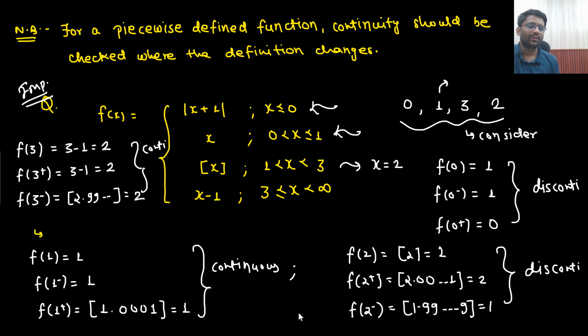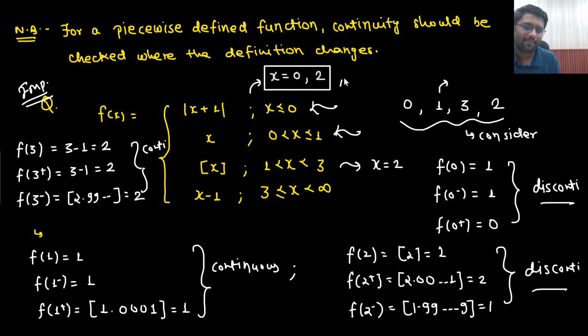So what all are the points of discontinuity? Only 2 points are points of discontinuity. Sir, only 2 points, which are x equals to 0 and 2. Only 2 points are points of discontinuity, x equals to 0 and 2.